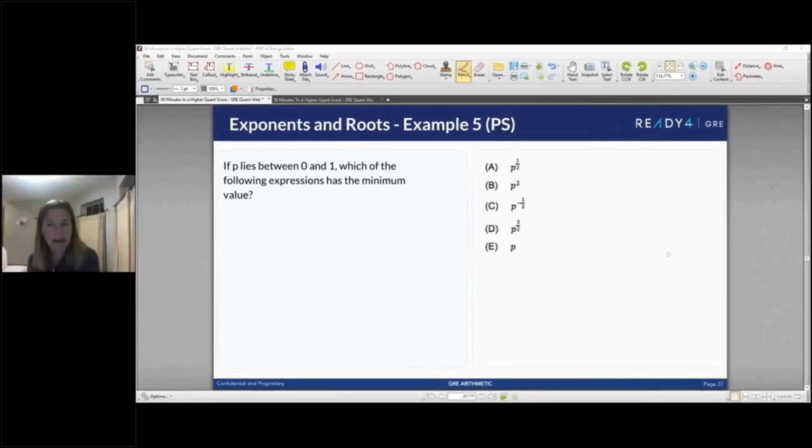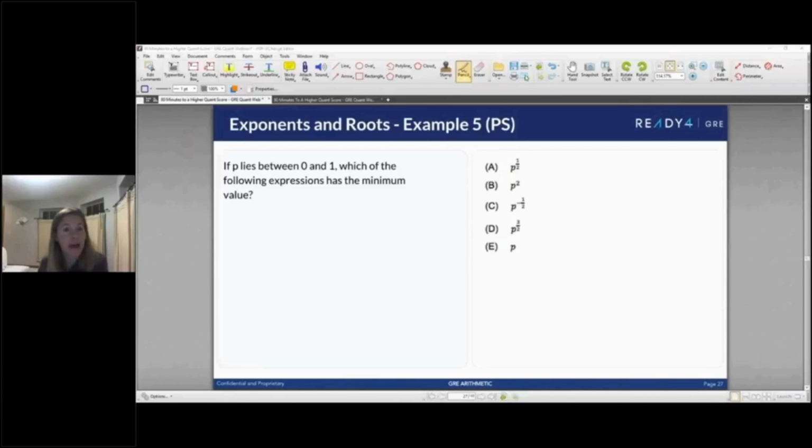You remember things better if you're willing to just jump in and occasionally get them wrong, right? There's some that I've gotten wrong while I've been teaching these lessons, and I never get them wrong again because it's so painful. Okay, so P lies between 0 and 1. Which of the following expressions has the minimum value?